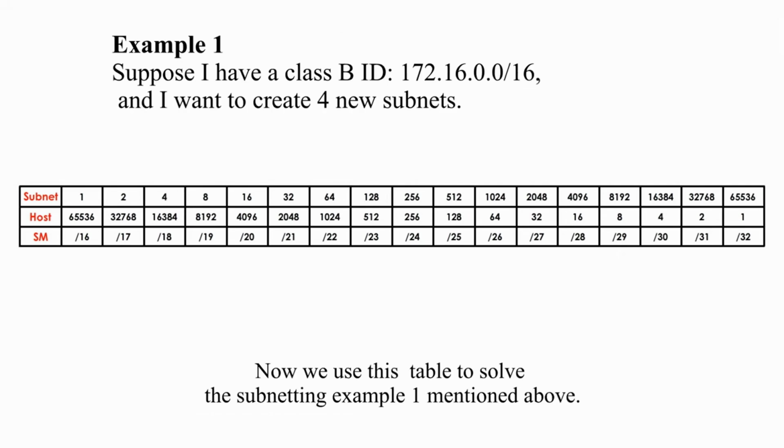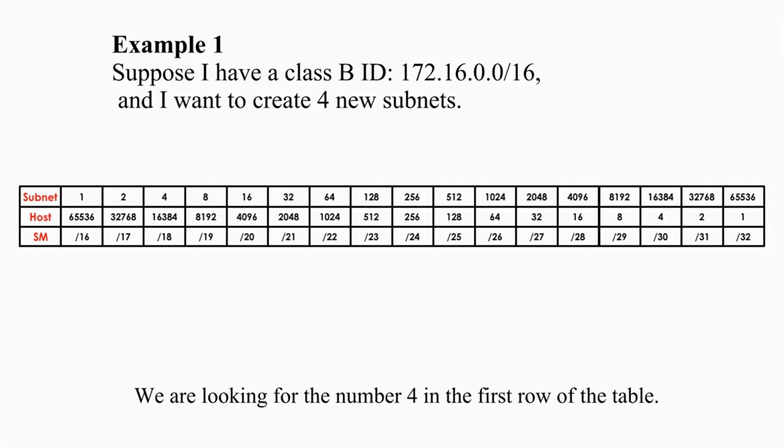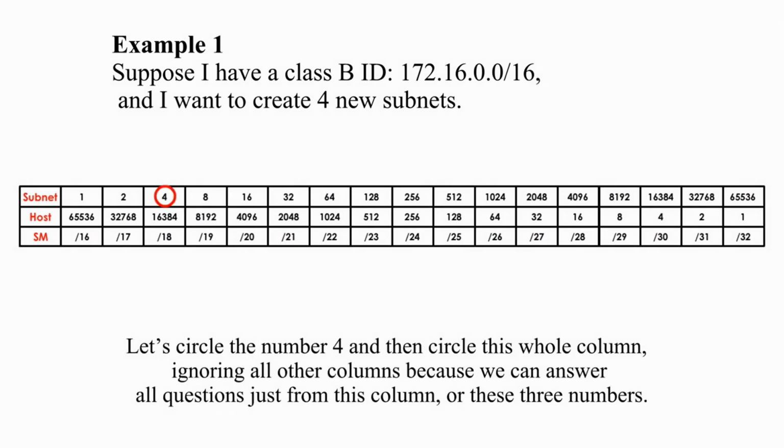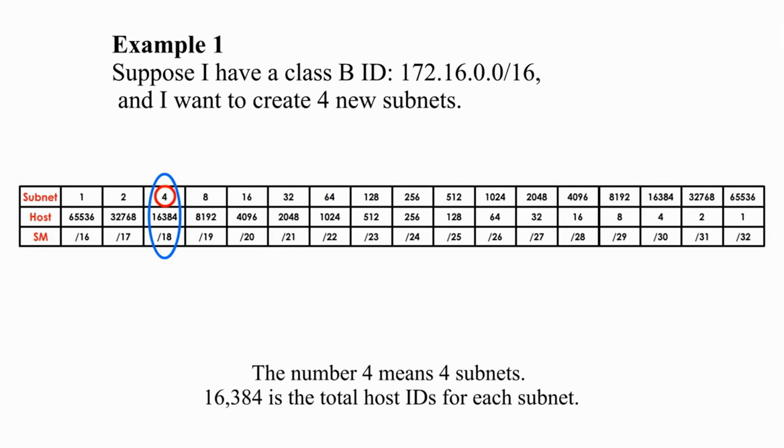Now we use this table to solve the subnetting example 1 mentioned above. We are looking for the number 4 in the first row of the table. Let's circle the number 4 and then circle the whole column, ignoring all other columns, because we can answer all questions just from this column, or these 3 numbers. The number 4 means 4 subnets.